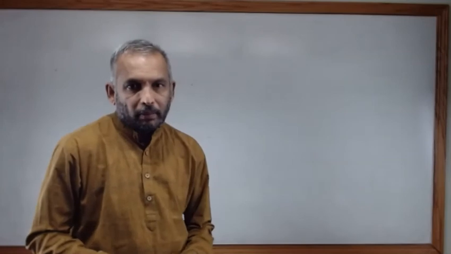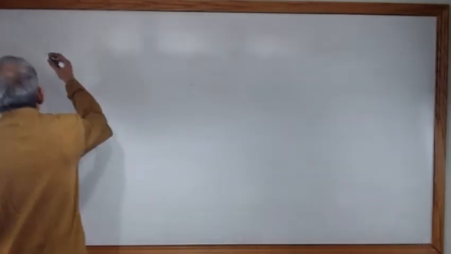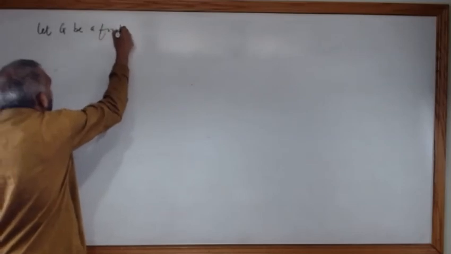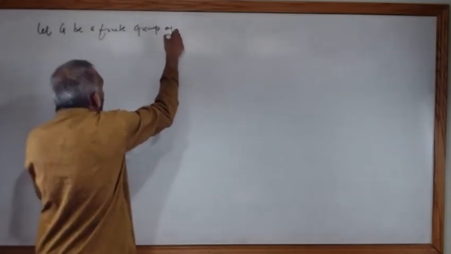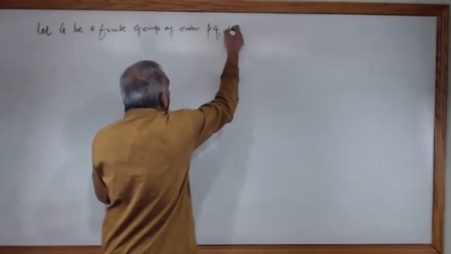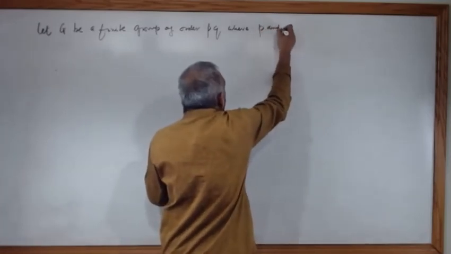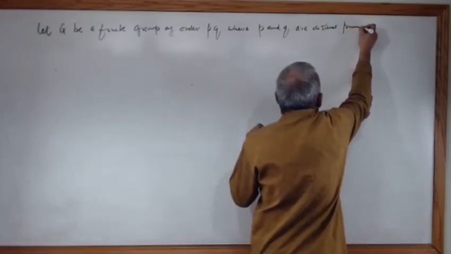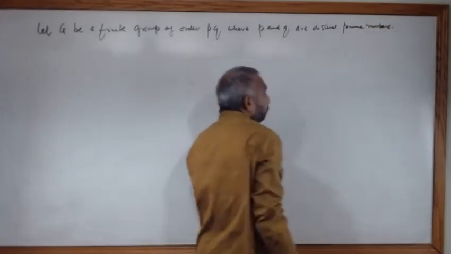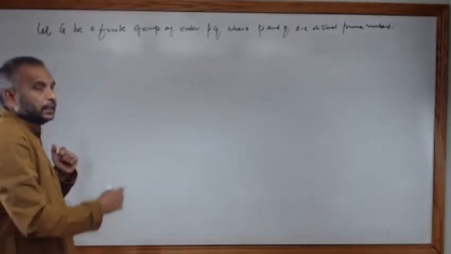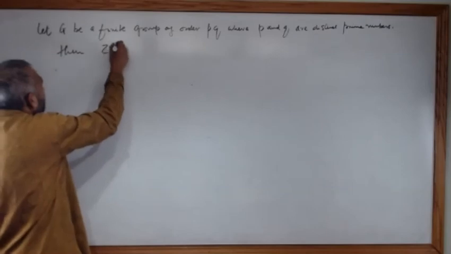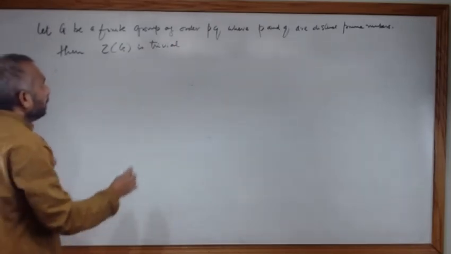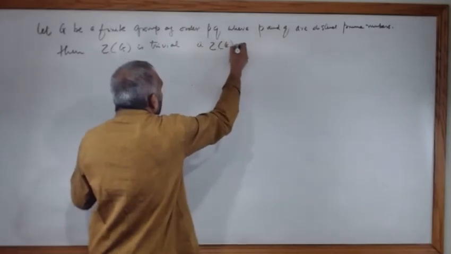Our last problem in this section is this. Let G be a finite group of order pq, where p and q are distinct prime numbers. Then the center of G is trivial, meaning that the center of G is equal to e.